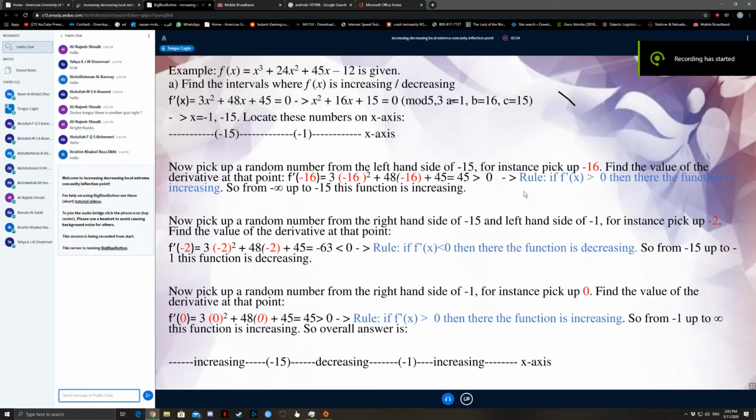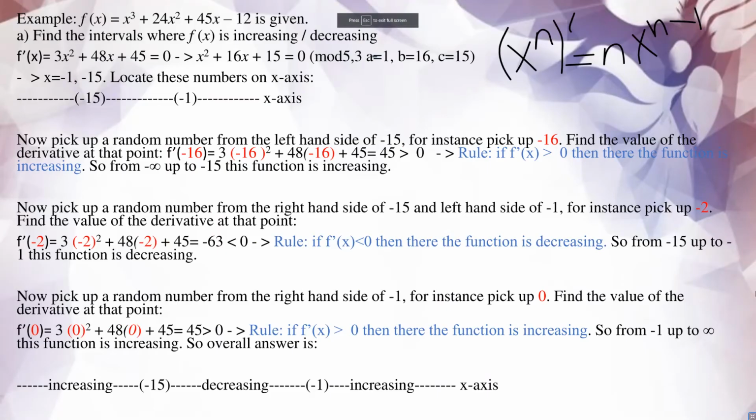such a thing like x to the power n, and if they want you to find the derivative of it, the answer is n times x to the power n minus 1. That's how you find the derivative of a function that looks like x to the power n. And that's what you have here, x cubed. Instead of n, you have 3.